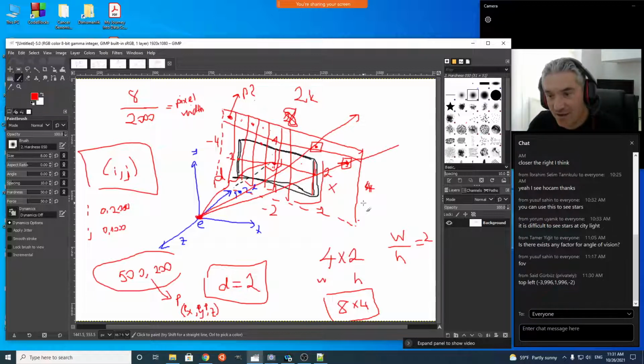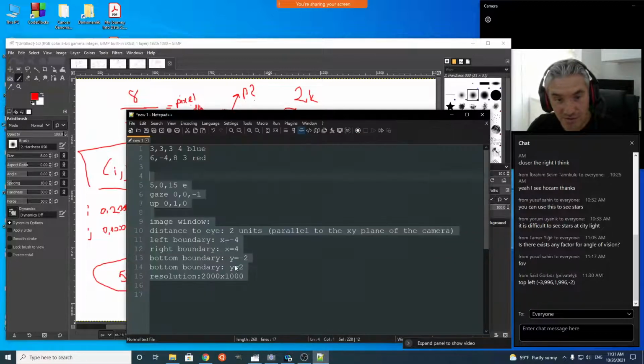Okay. Now, because our system is aligned with the coordinate system, is it really -4? Did you forget that this e is actually at 5? So the center of this image is not at 0, 0. So it's probably not at -3.996, because this -4 is relative to the camera coordinate system. So that was another thing that you should be careful about.